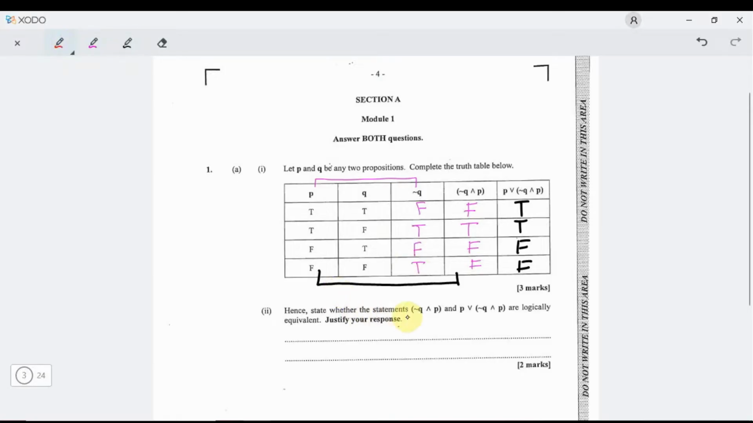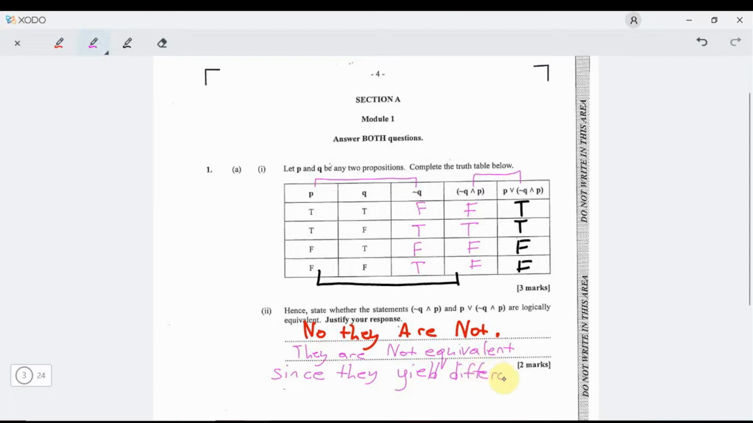Now it says hence state whether not Q and P or not Q are logically equivalent. State whether the statements are logically equivalent. So no, they are not. That gives you 1 mark. Next mark is why. Why are they not equivalent? They're not equivalent since they yield or produce different truth results. And that's it. Get your 2 marks. Nice. Easy so far. Alright.